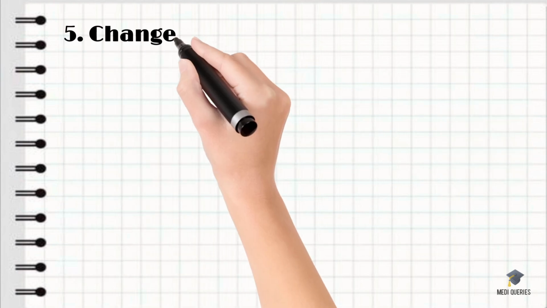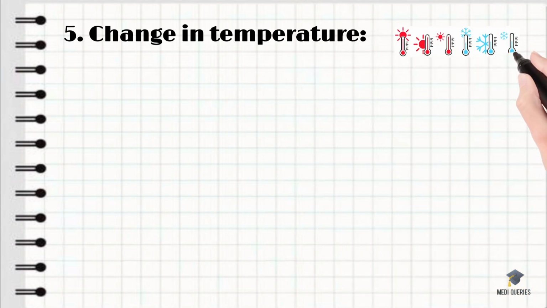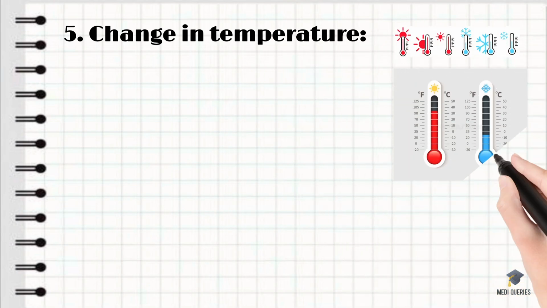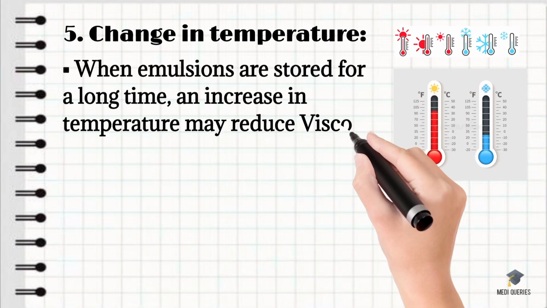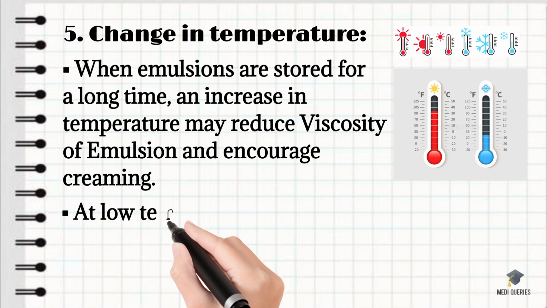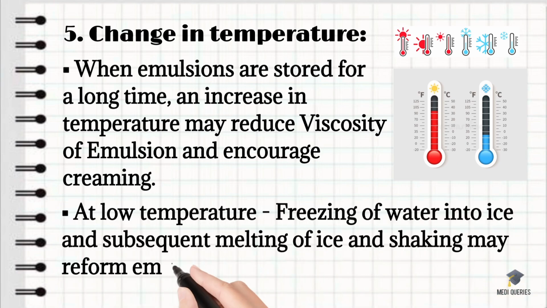And the next one is changes in temperature. When emulsions are stored for a long time, an increase in temperature may reduce the viscosity of the emulsion and encourage creaming. When emulsions are stored at a very low temperature, what will happen? The freezing of its water content into ice and the subsequent melting of the ice and shaking may reform the emulsion.